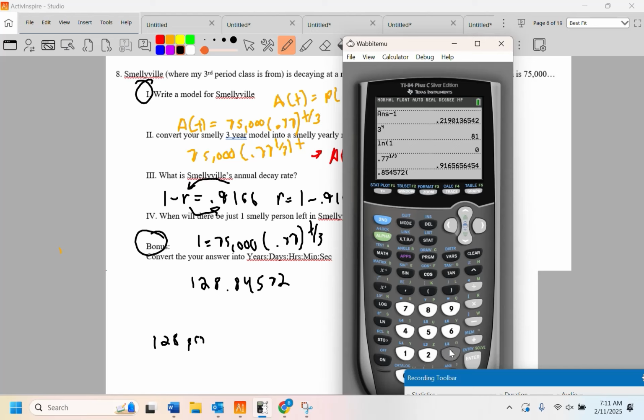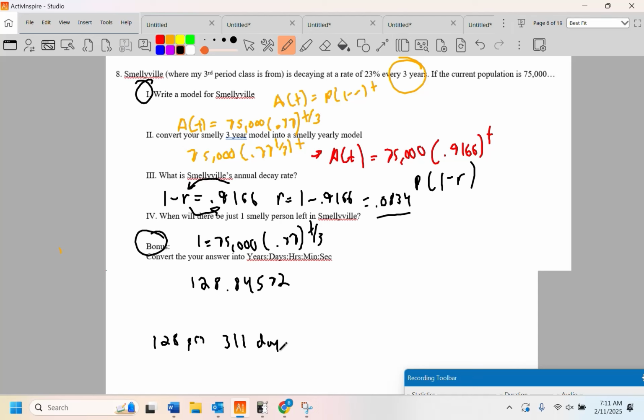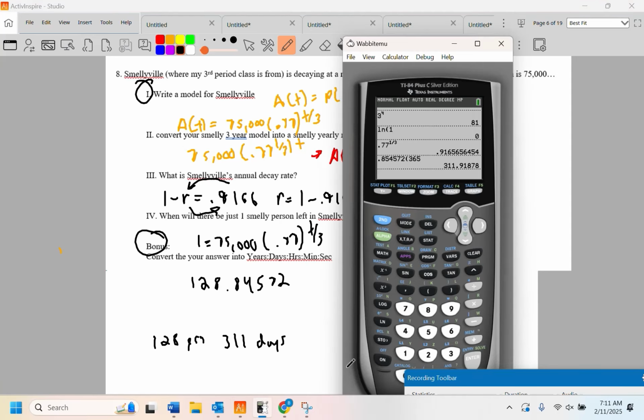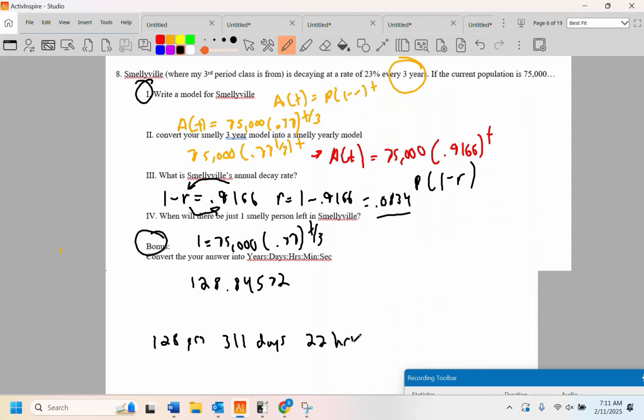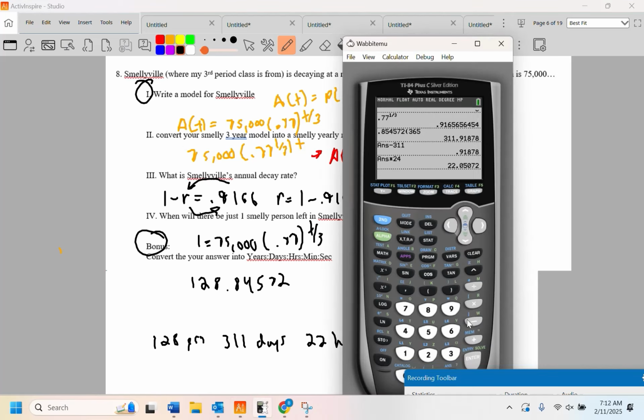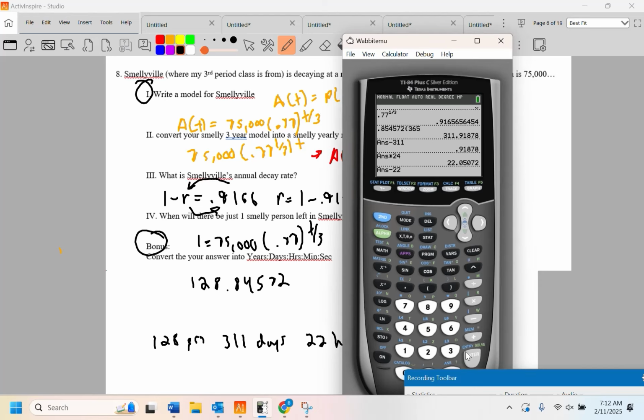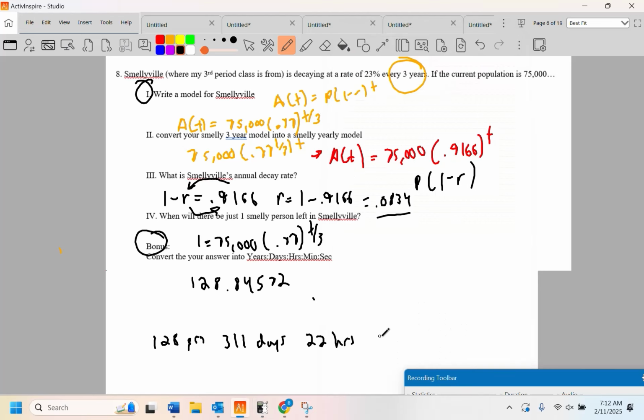0.854572. There's 365 days in a year, so 311 days. We'll take away the 311 whole days. I'm going to convert this partial day into hours, 24 hours in a day, 22 hours. I'm going to take away the 22 whole hours, and convert this partial hour into minutes by multiplying by 60. 3 minutes.